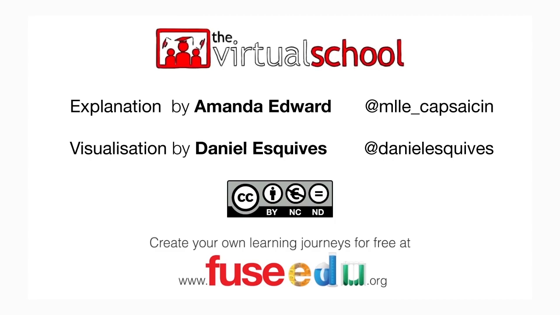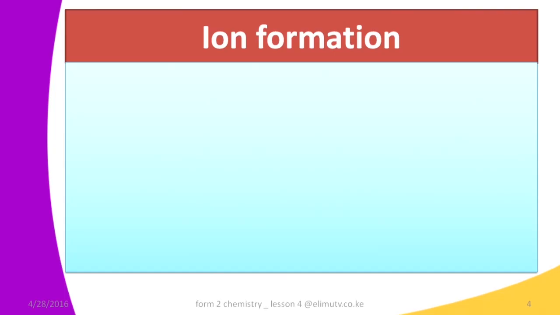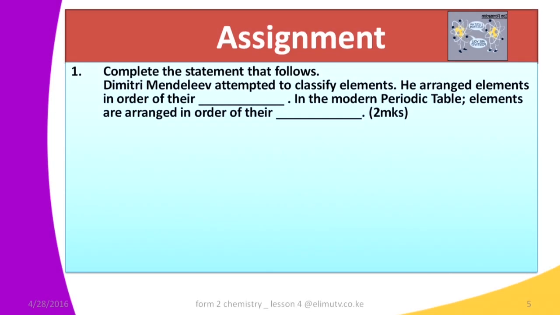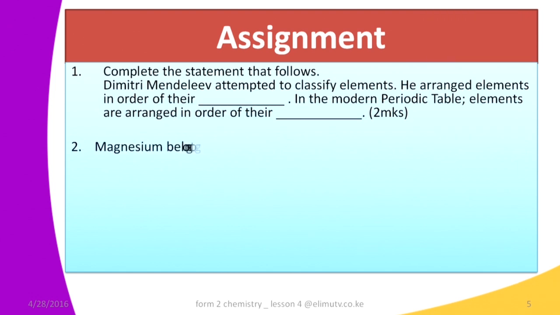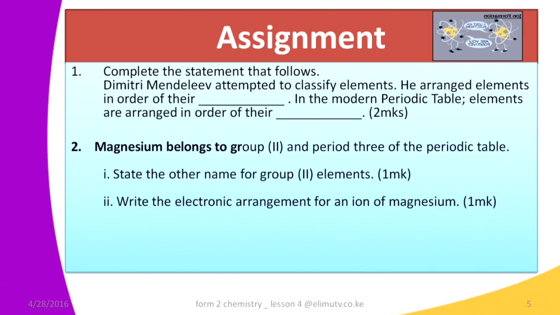So those demonstrations help us understand how ions are formed in different atoms of the elements. They can either be positively charged or negatively charged. Now I want us to attempt this. We want to summarize our lesson by looking at some of the questions that we can attempt. So the questions are here.